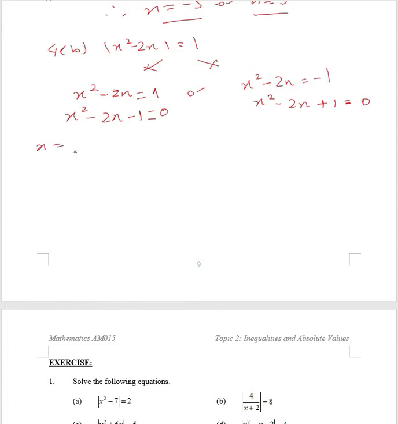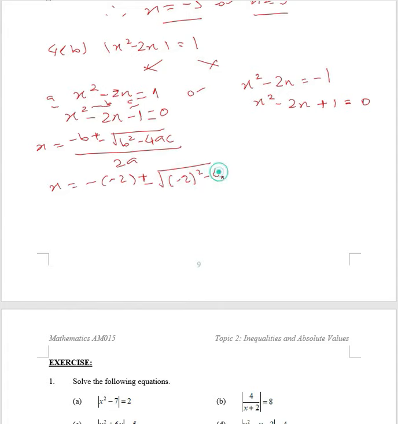formula. The quadratic formula is negative b plus minus square root of b squared minus 4ac, over 2a. This is your b, this is your c, and this is your a. Positive negative, plus minus. b squared is negative 2 squared, minus 4 times a, which is 1, and then c is negative 1, over 2 times the a, which is 1.